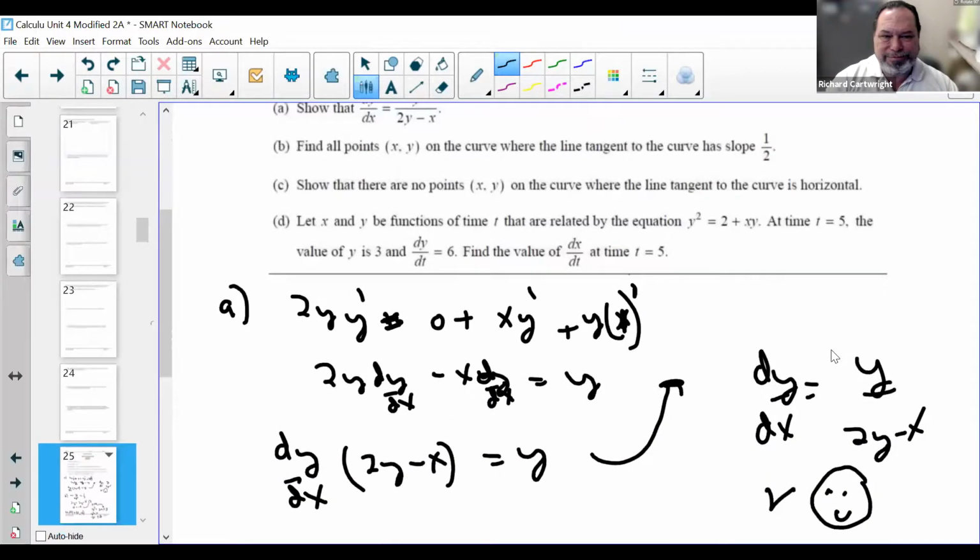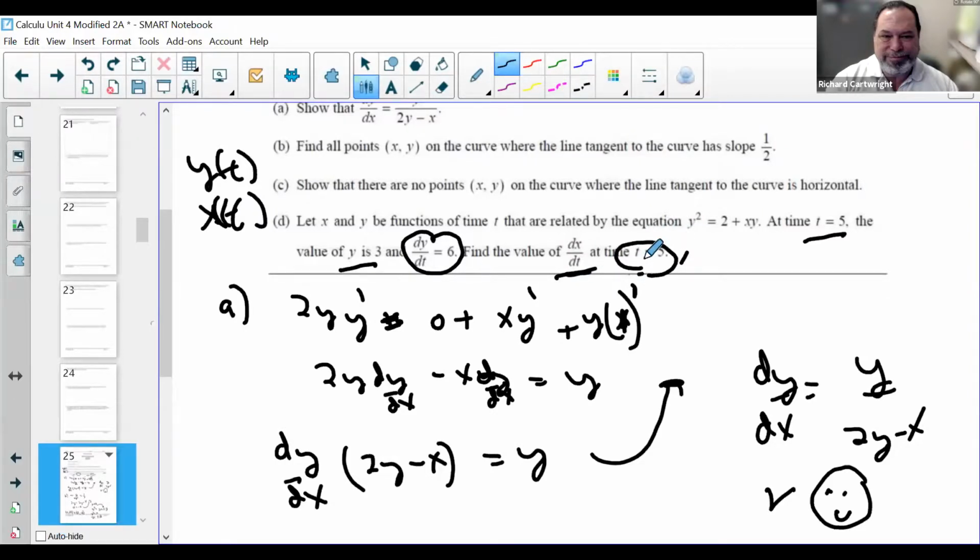Let's jump to D because there's your related rates. Let x and y be functions of time t. Okay, so now we're looking at x of t and we're looking at y of t. So there's two functions, x, y, and another variable called t. So that's how you know it's related rates. And it's the same equation. And now we're saying at time t is 5, we know that the value of y will be 3. And at that same time, we know that the derivative with respect to t of y, dy dt, is a 6. What is dx dt at that same time of t is 5?